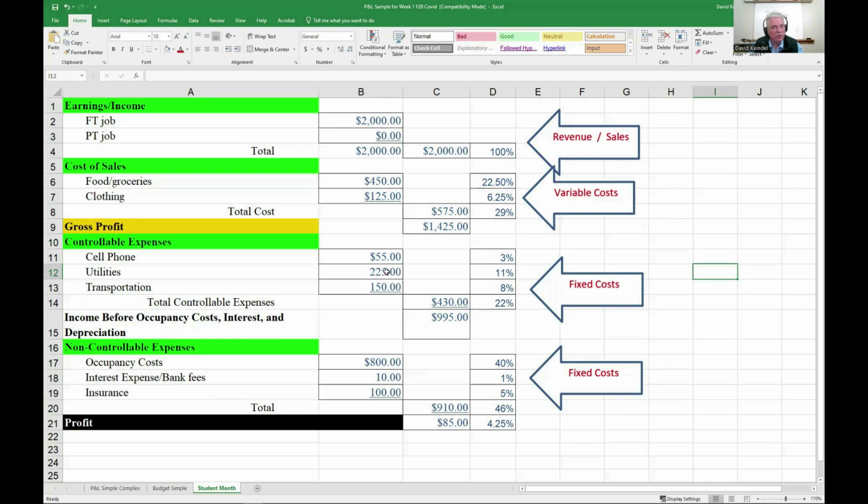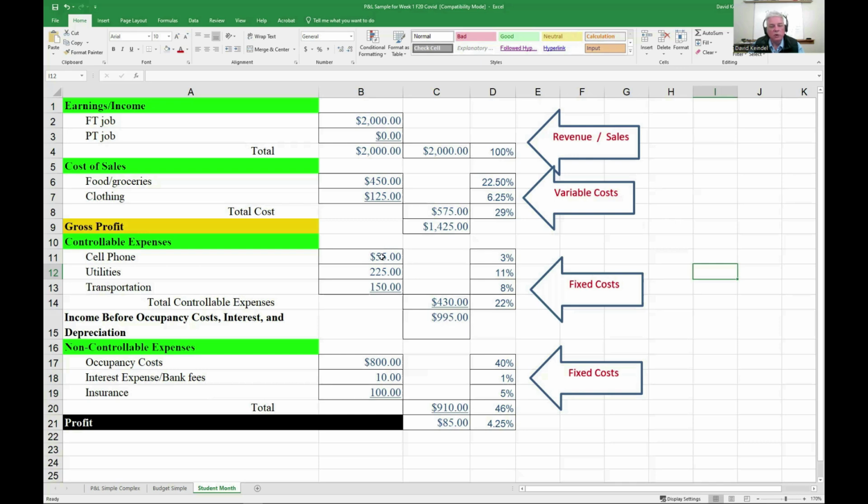Again, they're controllable, right? We can turn the lights off or on. And our transportation is $150. So when you add those together, they add up to $430. So we had $1,425 after we took away our food and clothing. So now we subtract these controllable costs and we have $995.